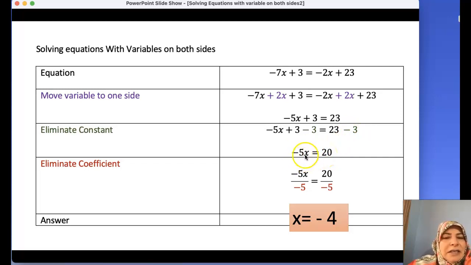Again, I'm isolating x by itself. So I want to eliminate the coefficient, which is -5, because it's -5 times x. The number multiplied by the variable is the coefficient. So this is multiplication. The inverse operation is to divide by -5. So divide by -5, divide by -5. So -5 divided by -5 gives you 1x. 20 divided by -5 gives you -4. And that's it.